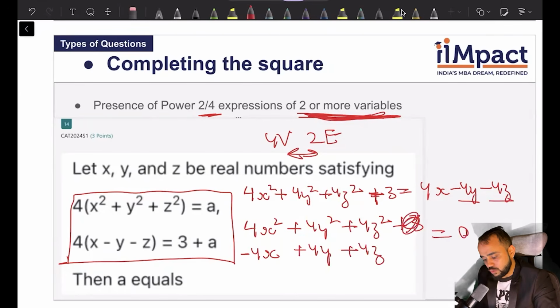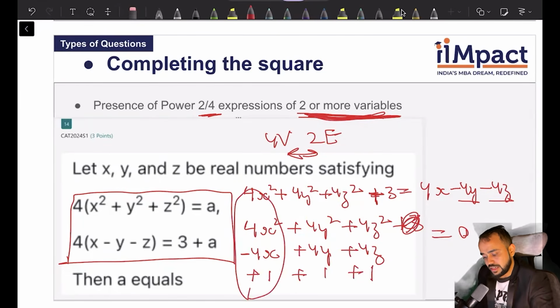Now this 3 I am equally dividing into all three. Is this a perfect square? Is this 2x minus 1 whole square?